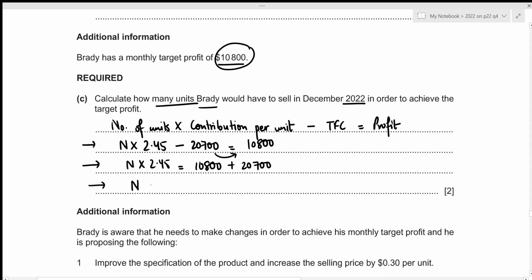That is n equals 10,800 plus 20,700, which is 31,500. This goes to the other side as a divisor, so that's 2.45. This gives the number of units that Brady would have to sell in December 2022 to be 12,857.14. Again, we're talking about units, which cannot be in a decimal number, so we need to round it off. That will be 12,858 units. This concludes the third part. We can now move towards the fourth one.